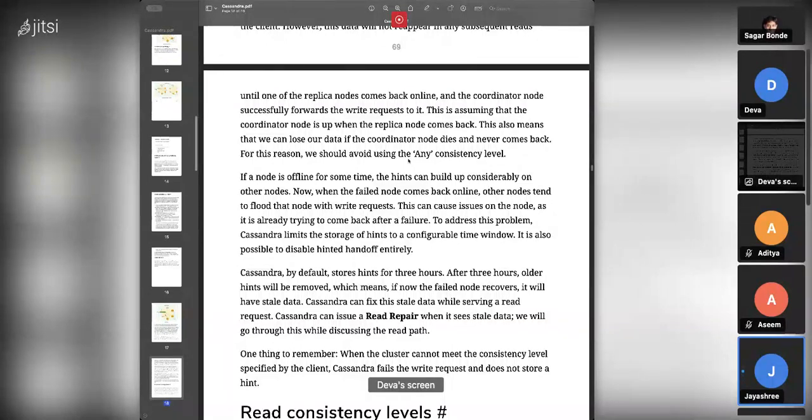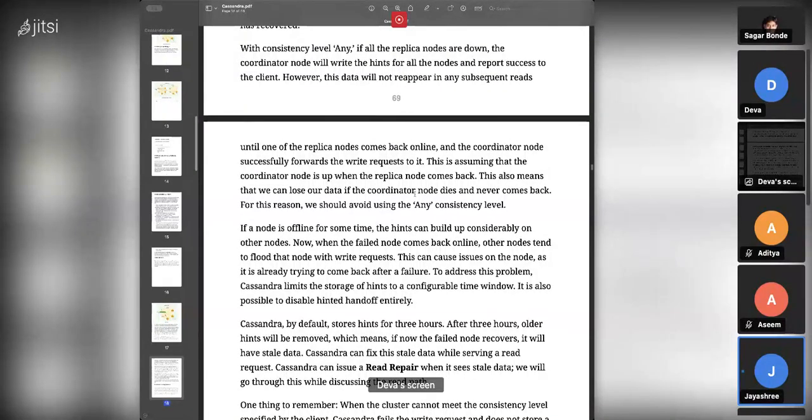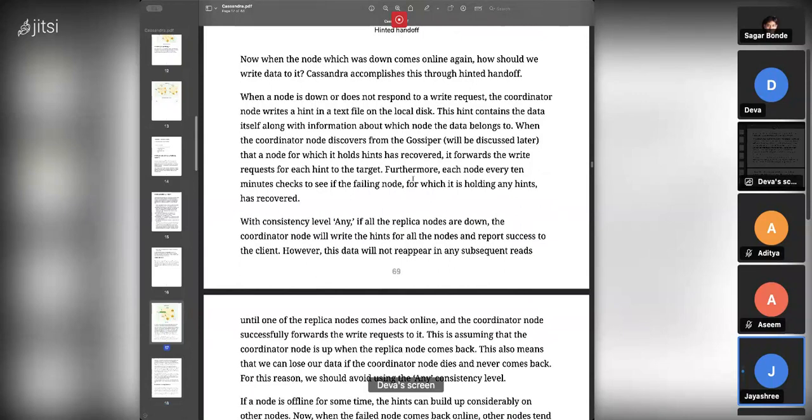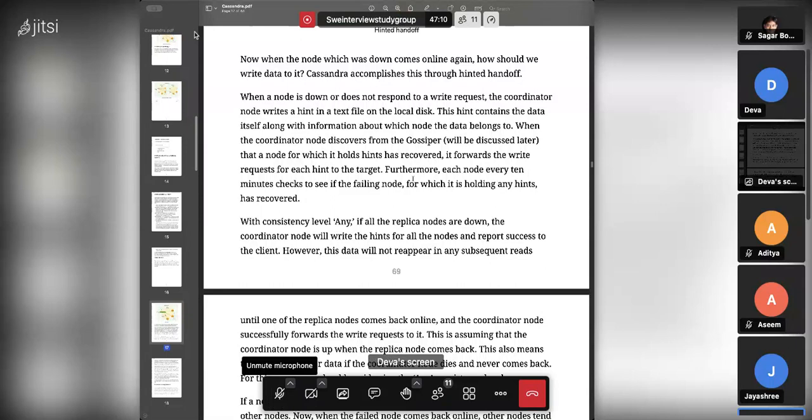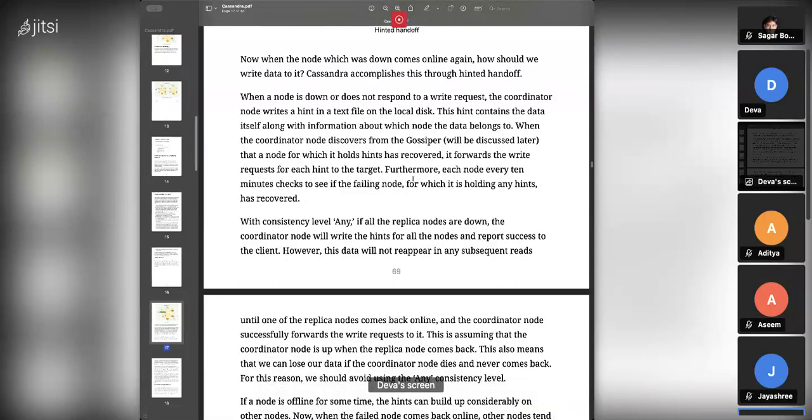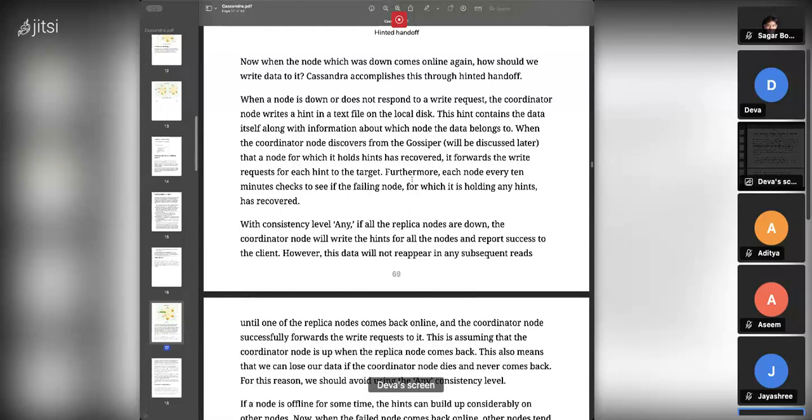So if you read this also, where is it gone? Until one of the replica nodes comes back online and the coordinator node successfully forwards the write request to it. So what is it saying? My replication factor is 2. Let's take an example for write. If I'm not setting the consistency level to ANY, and out of 3 nodes, 2 nodes are down, only 1 node is there, that means the coordinator node will not accept the write. It will throw an error, that the write has not succeeded.